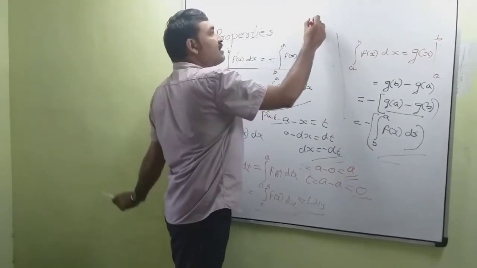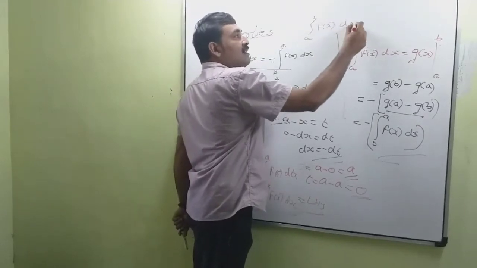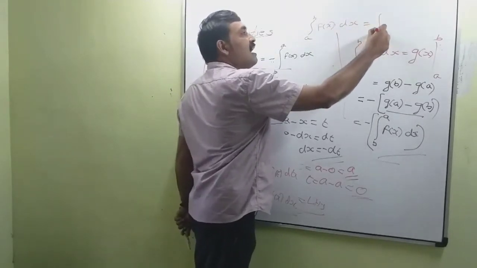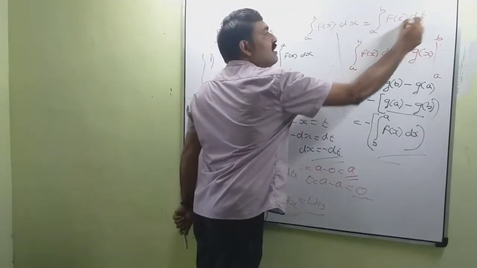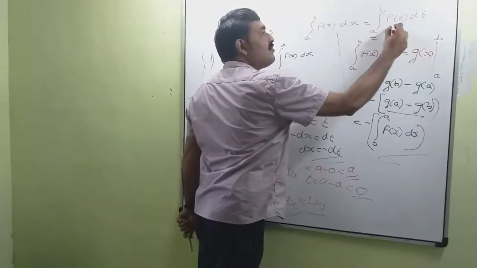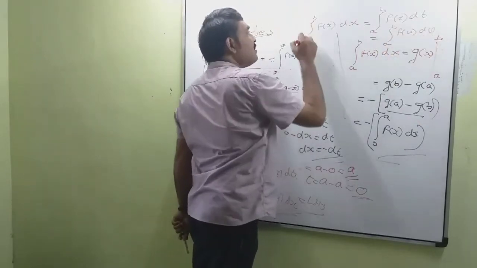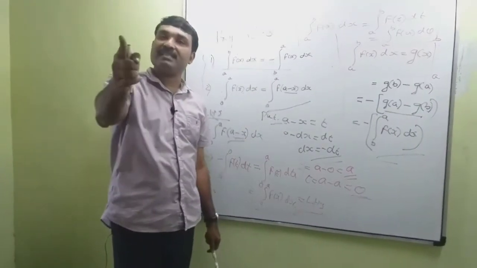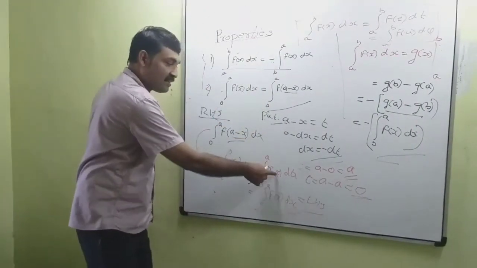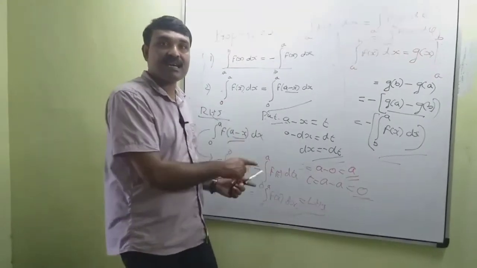So we have another property. Integral a to b f of x dx is the same as integral a to b f of t dt, which is equal to integral a to b f of u du. That is, changing the variable does not affect the value of the integration. We use that property here to change the variable t to x. So this is the second proof.